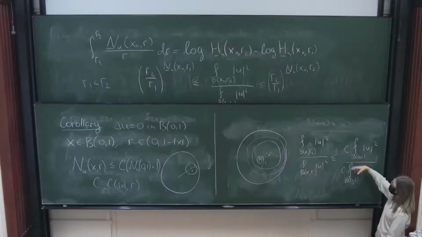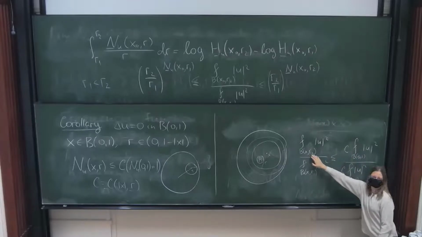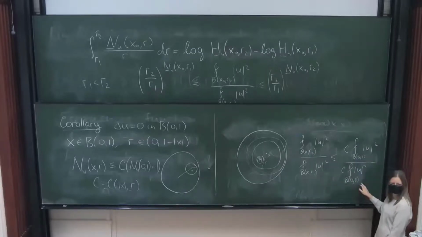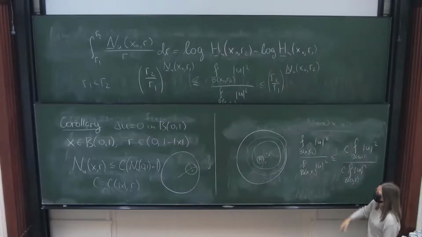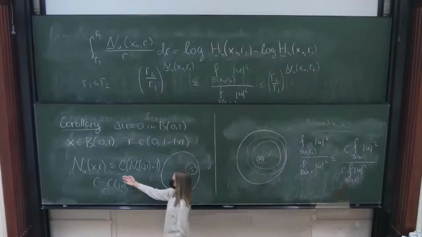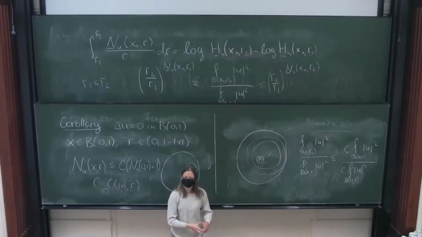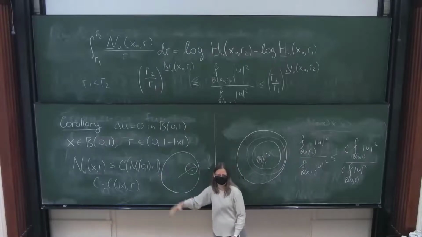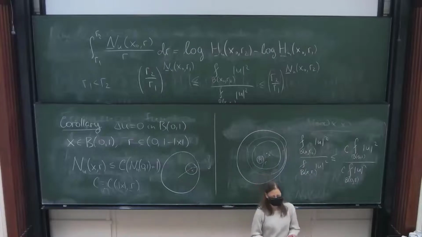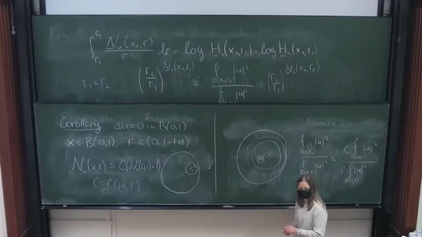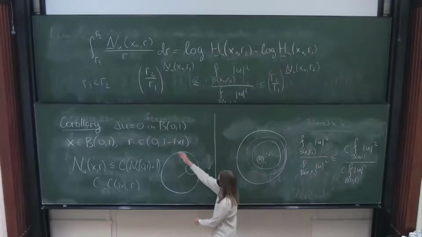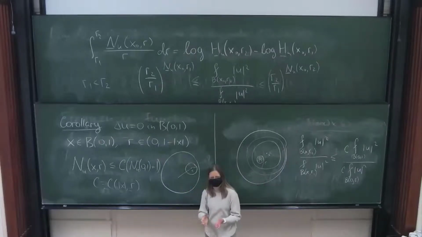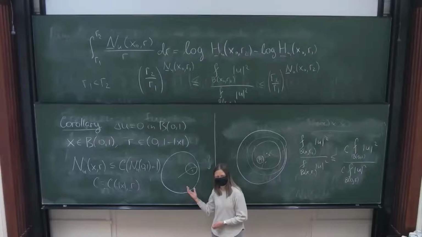And since I have averages here, I have some constants, depending on the ratio of radii, here R2 and R1. Take the logs and you get this inequality when X is in the half ball. And then integrate this procedure in steps and you can get this inequality for any point inside the original ball.